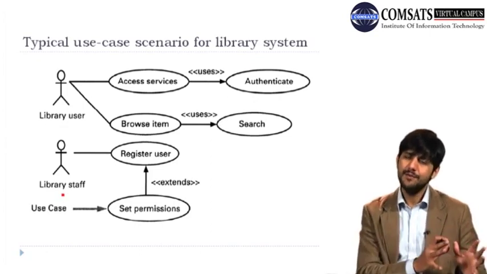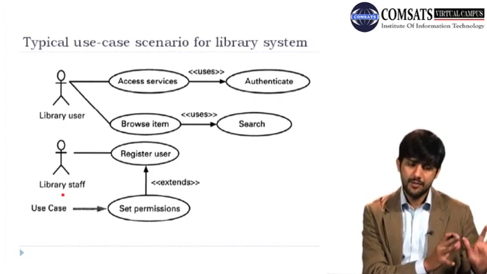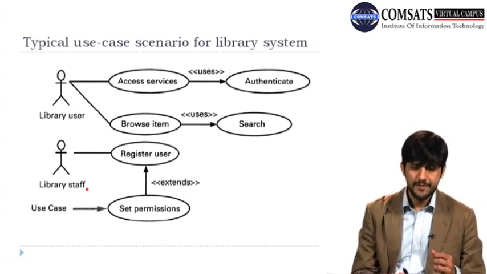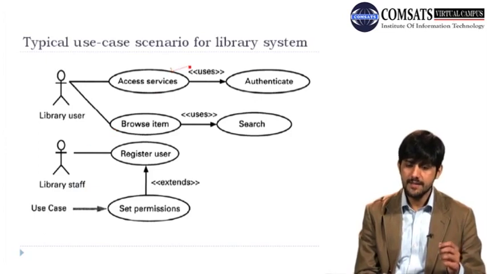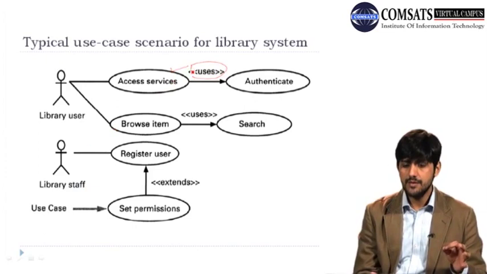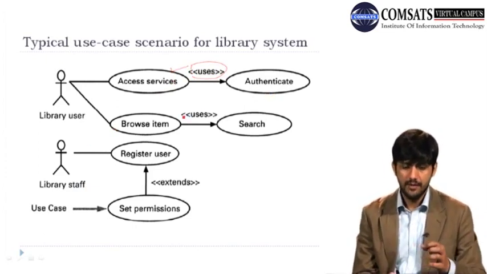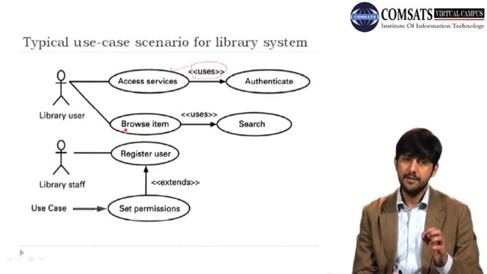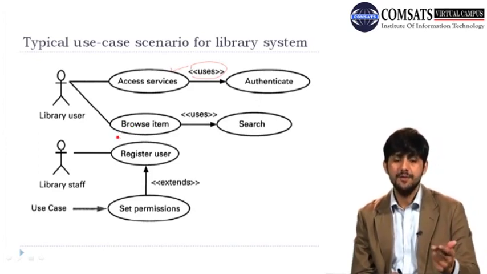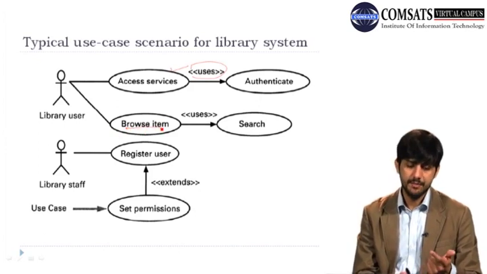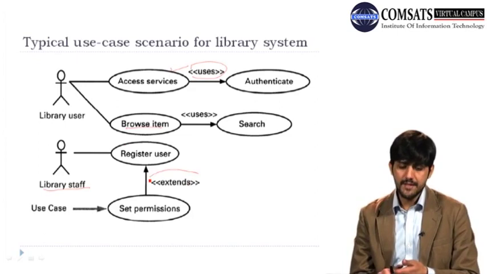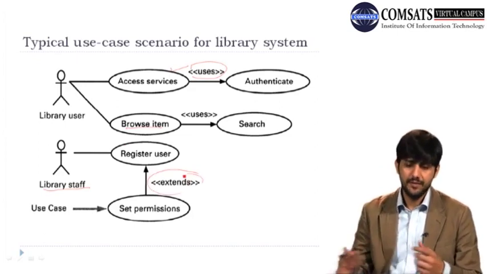And this we have covered when we talked about the object-oriented approach, and scenario modeling was one of the modeling that we do in it. So our library user accesses services, and when they are accessing services, they use this authentication procedure as well. Another interaction of a library user with the system is that they can browse items. Similarly, when we talk about library staff, they can register users, and it also means that they can change the permissions of different users.